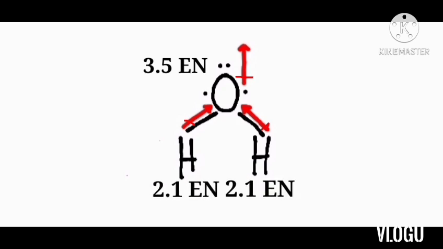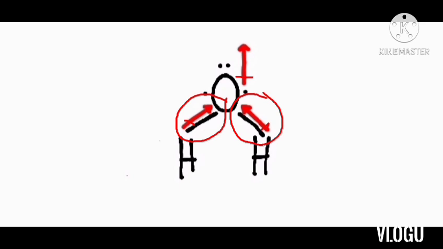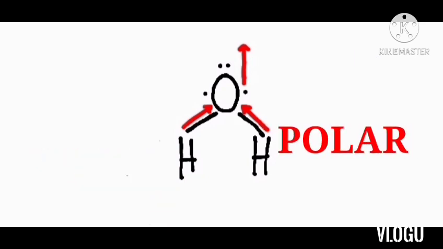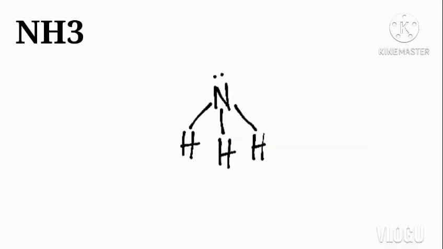So the oxygen will pull the electrons from hydrogen towards itself, showing a dipole moment that goes towards the oxygen atom. And so it will acquire a partial negative charge while the hydrogen will acquire a partial positive charge, which makes the water polar. Another example is the NH3 or the ammonia.